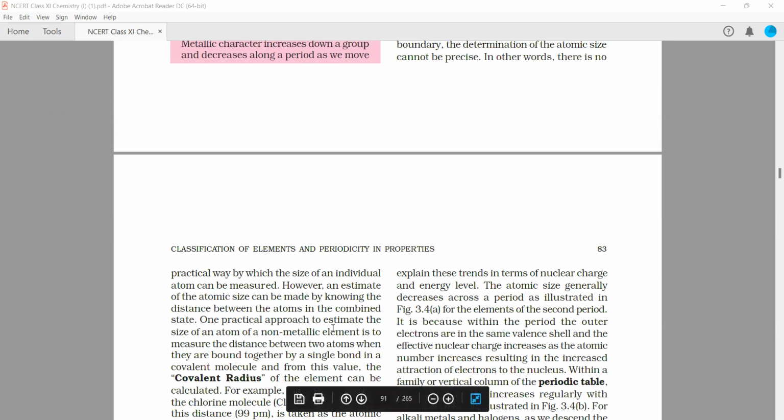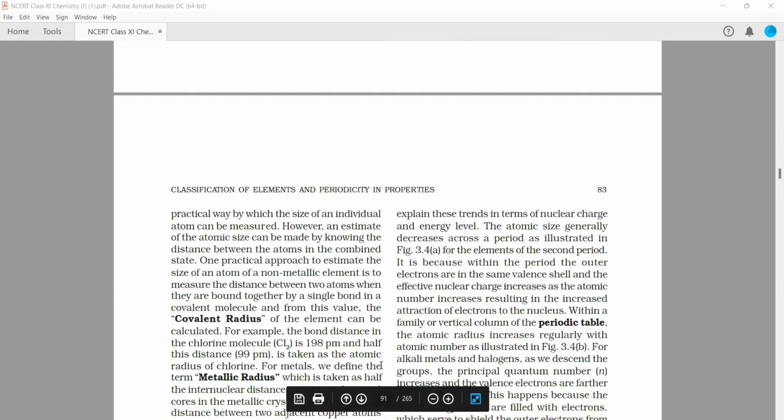So one practical approach to estimate the size of an atom of a non-metallic element is to measure the distance between two atoms when they are bound together by a single bond in a covalent molecule, and from this value you get the covalent radius of the element. For example, in H2 you will know the bond distance, so if you average the bond distance, then you get the radius of the atom.